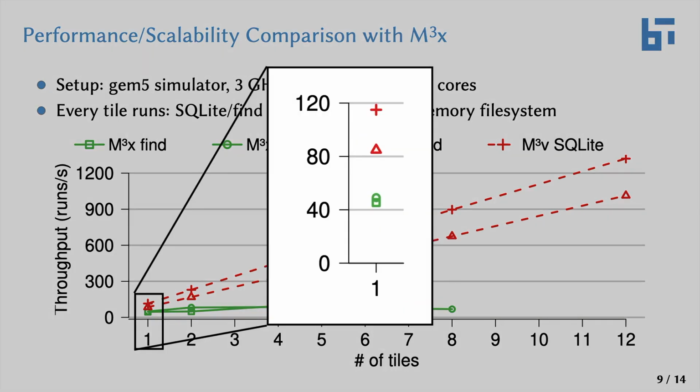And if I do that, you can see that the difference is about a factor of 2 between M³x and M³v, which stems from the fact that the remote context switches on M³x from the OS tile to the actual core or accelerator where the context switch happens are much more expensive than the local context switches in M³v.